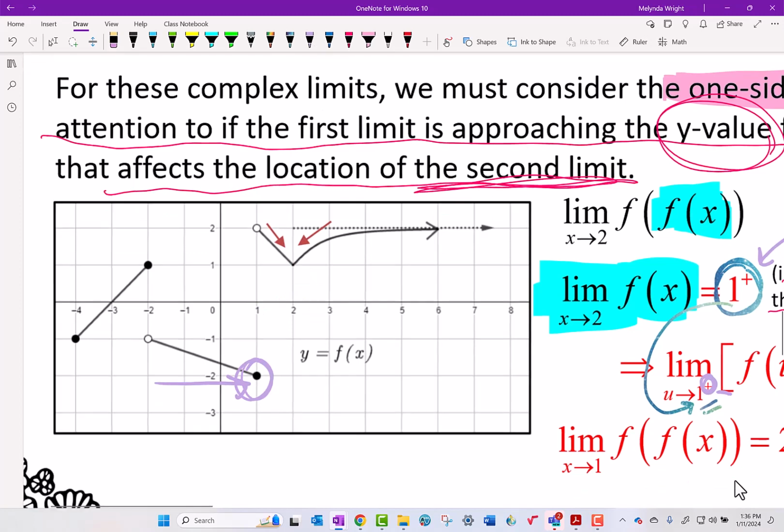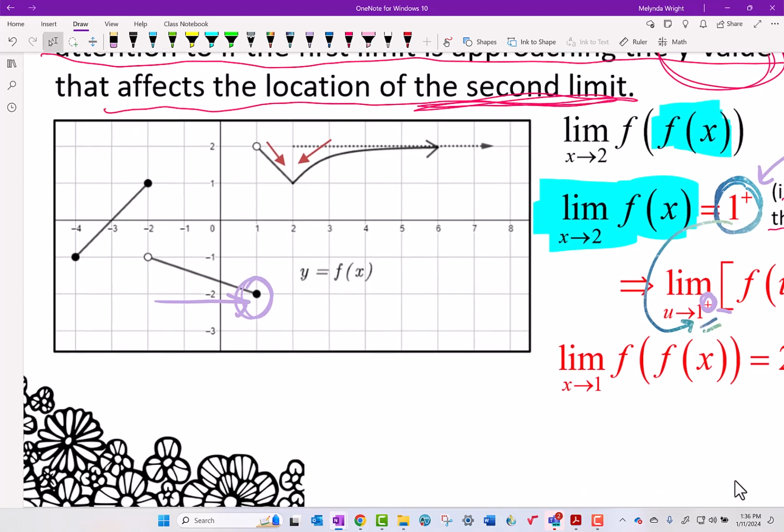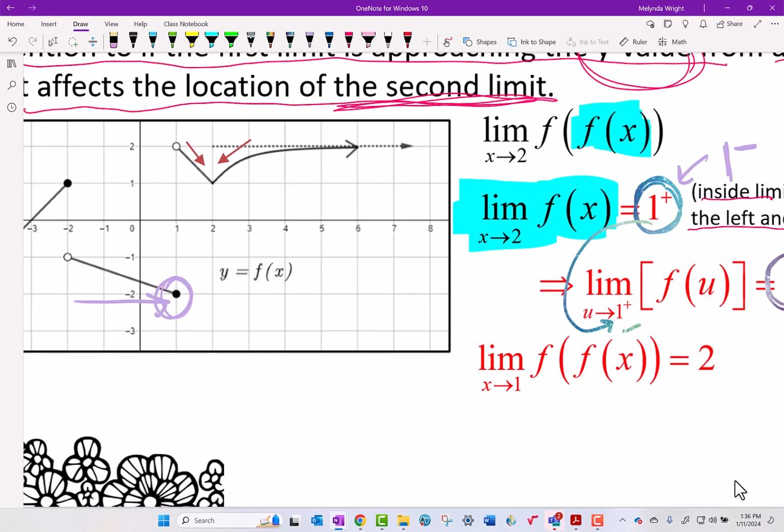Are you talking about the second limit? Yes. How do we know? We know by this sign right here. If I was coming from above, that means I need to approach the second limit from the right. If I was coming from below, that means I would need to approach the second limit from the left. That's what tells me what to do. Okay? Anything else before we get to our examples?